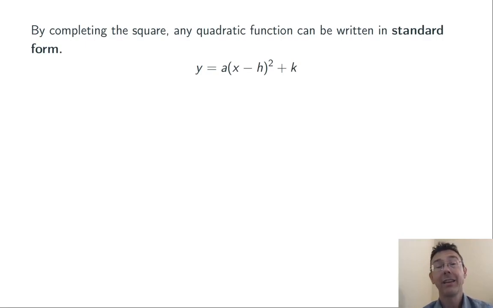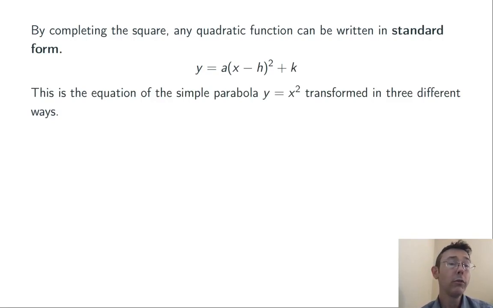Any quadratic can be written in standard form, like this: y equals a times (x minus h) squared plus k. The a here is the same as in the formula ax squared plus bx plus c for the form we saw a slide or two ago. The h and the k are related to a, b, and c, but aren't exactly the same as any of them. We get this formula by completing the square. I'll run through a little bit of that in a minute.